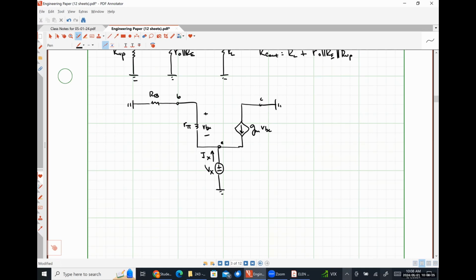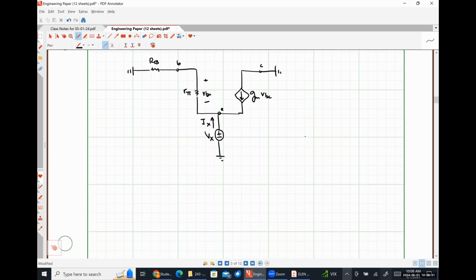So we can analyze this, I believe, pretty quickly here. I can say that the current Ix is flowing into node E. Current gm VBE is flowing into node E. And there is a current of Vx divided by R pi plus RB flowing out, where let me just explicitly say here, RB is R sig in parallel with R1 in parallel with R2.